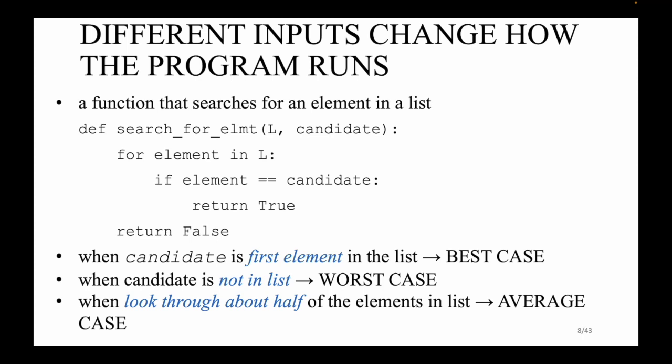This is the number of elements in L. This is the length of L. Yeah, the length of L. Yeah, the average is the best case plus the worst case divided by 2.